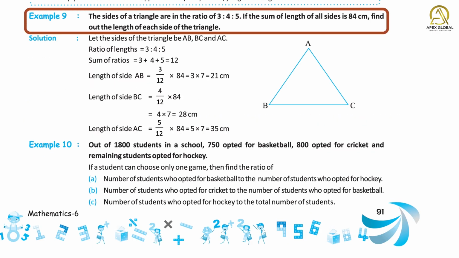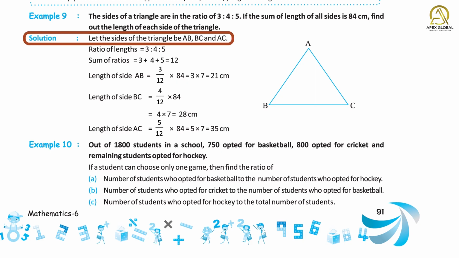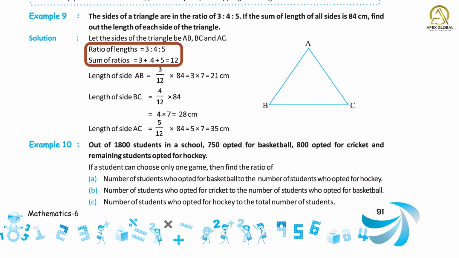Example 9. The sides of a triangle are in the ratio 3:4:5. If the sum of the lengths of all sides is 84 cm, find out the length of each side of the triangle. Solution. Let the sides of the triangle be AB, BC and AC. Ratio of lengths equals 3:4:5. Sum of ratios equals 3 plus 4 plus 5 equals 12.